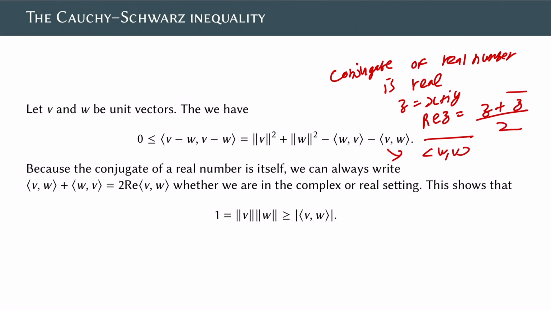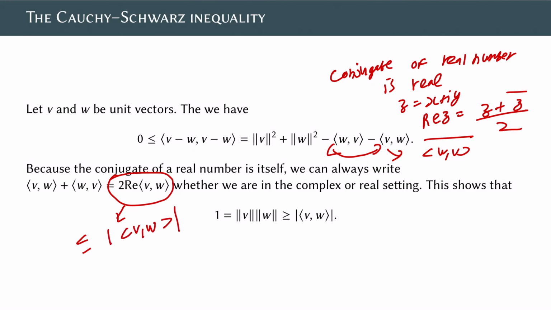Okay. So why I want to do this is I want to combine these two terms and just write this as twice real part of v inner product w. Now this will be true irrespective of whether we are in the real setting or in the complex setting from the discussion that we just had. Okay. Now this real part of vw is certainly going to be less than modulus of vw.